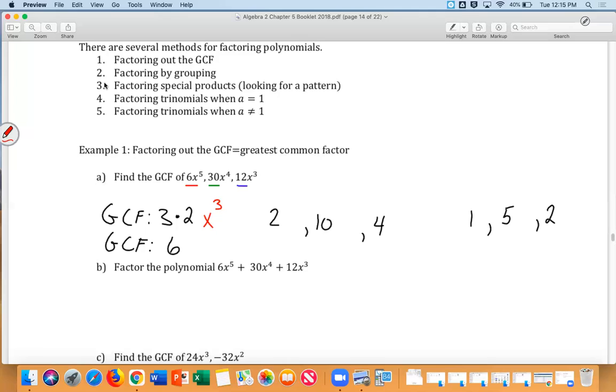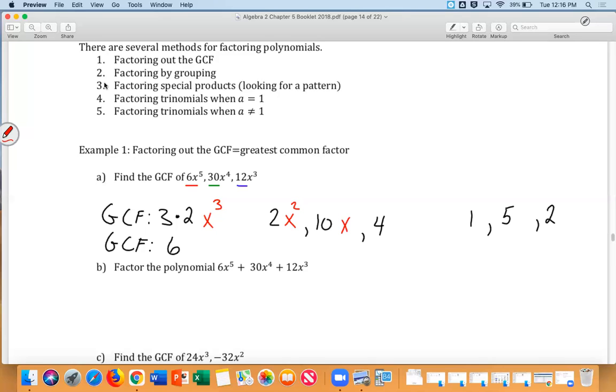So Justin, to help you out, it's always going to be the smallest power of my variable. So that's why I took out x cubed. Now, what's left here? If I do x to the 5th divided by x to the 3rd, remember we subtract those exponents, so it's x squared. Now let's do x to the 4th divided by x cubed. That's x to the 1st.